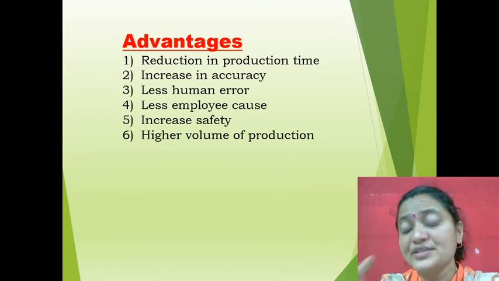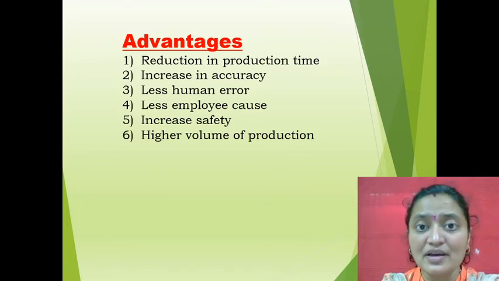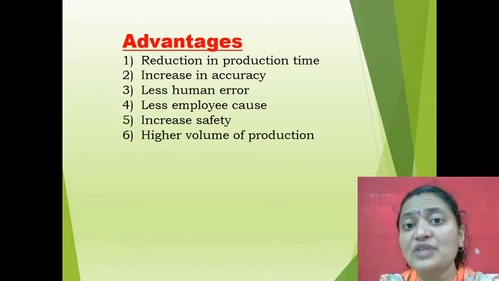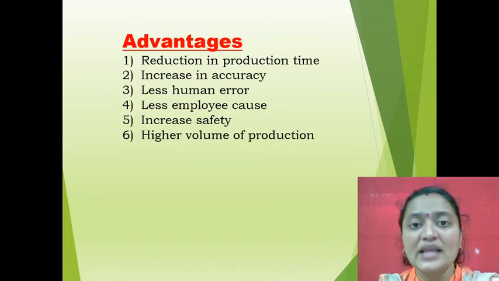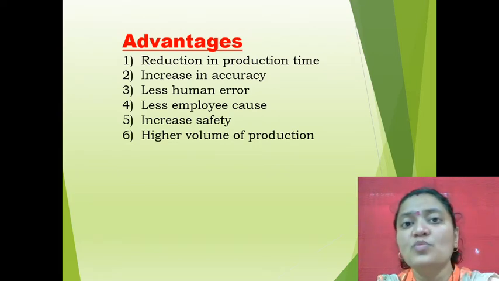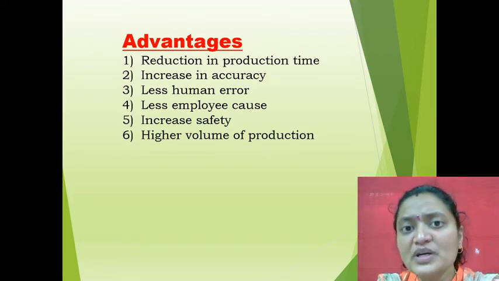So here, this automation advantage is there: increase in accuracy, meaning the results which you get will be more accurate and more correct. Then the next one is less human error. Less human error means what?